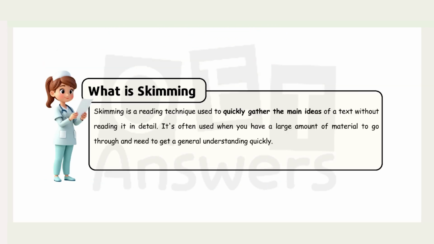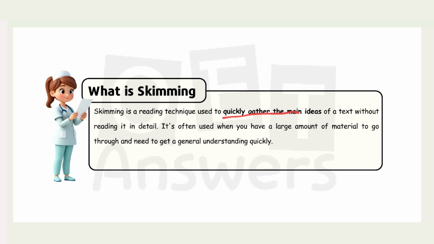Now, first you have to understand what skimming is. Skimming is a reading technique used to quickly gather the main idea. Why do we have to do this? Because we are allotted only 15 minutes, and within 15 minutes we have to read quickly. Only by quick reading can we get the exact information. This quick reading is called skimming. Without reading the entire information, we can understand the main idea.